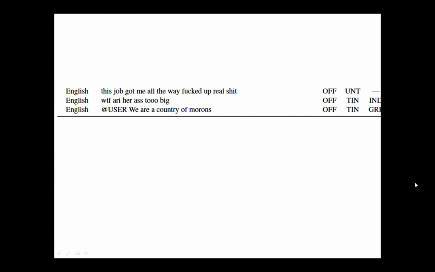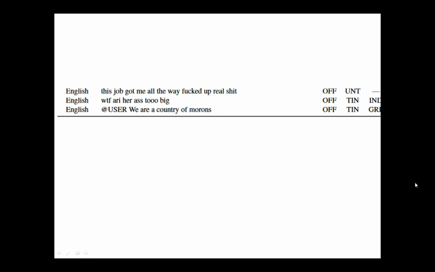I have an example. So the first example, you can see he said, this job got me all the way fucked up, real shit. So it's offensive, offensive words are there. But he's not targeting anyone. It's untargeted. So it's UNT.